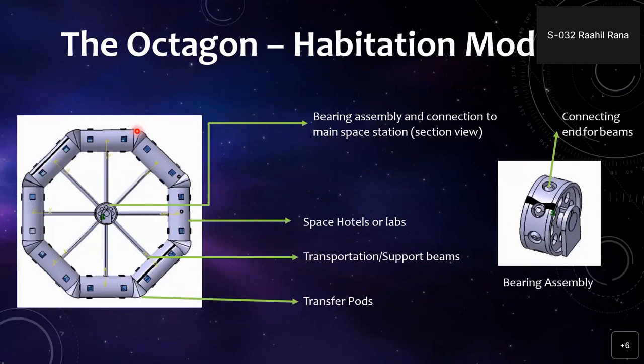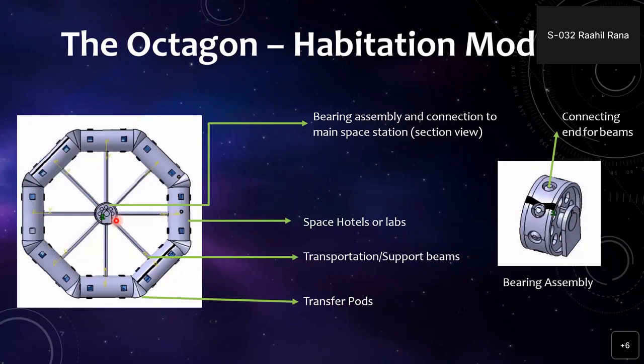Through this CATIA 3D model which I made, we can see in the center a bearing assembly, which is basically our connection to the main dome. The most important reason we chose a bearing assembly is that we want the octagon to spin with respect to the main space station. We want the main space station to be stationary. That's why we'll be using a bearing assembly.